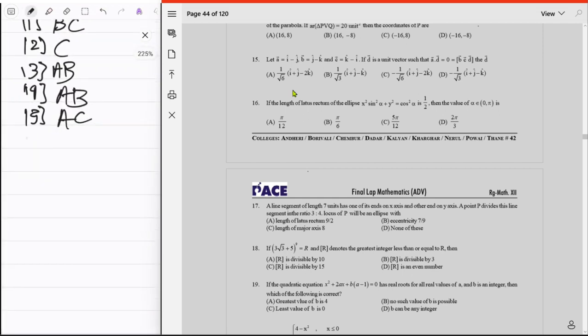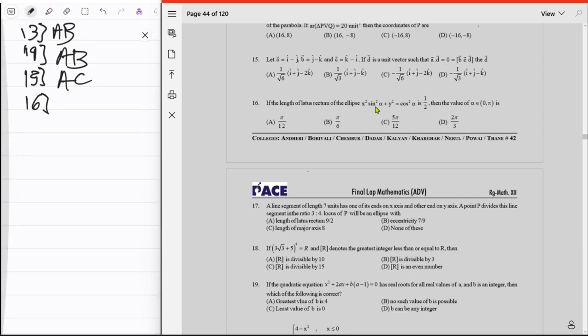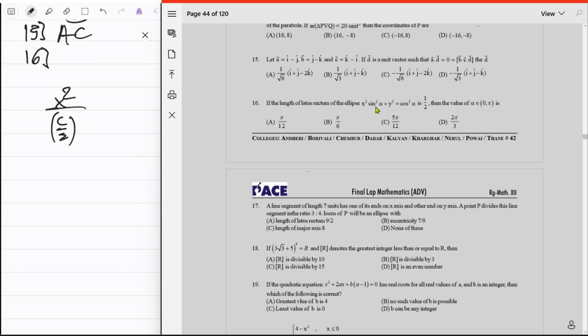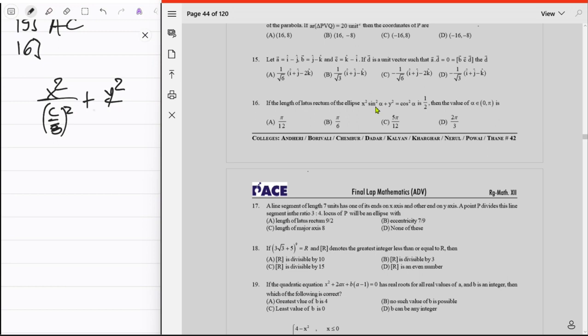16. If the length of latus rectum of this ellipse is 1 upon 2, then the value of alpha belonging to 0 to pi is... length of this latus rectum. Okay, latus rectum is 1 upon 2. Is this x square upon, with cosine square coming below? Okay, whatever. So c upon s squared, and then plus, okay alpha belongs to 0 to pi, we'll take the mod, whatever, plus y square upon just c square, that's equal to 0.